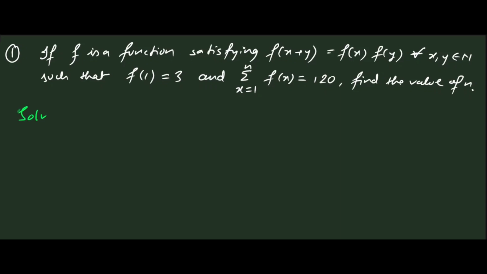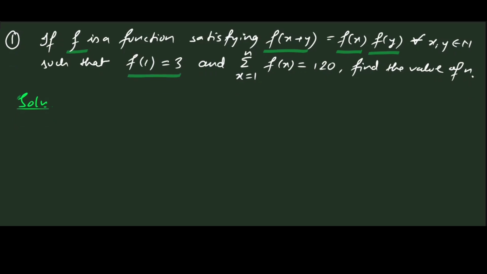In this problem, a function f is given such that it satisfies f of x plus y is the product of f of x and f of y, where x and y all belong to natural numbers. Again, they give f of 1 is equal to 3, and the summation of f of x from 1 to n is 120. And they ask us to find the value of n.